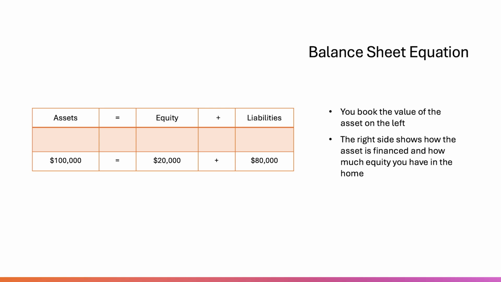Let's take a moment to appreciate and understand the balance sheet equation. Assets equal equity plus liabilities. This equation must always balance. Everything you own, your assets, is financed either by your own money you put in, or what we call equity, or by borrowed funds resulting in liabilities.